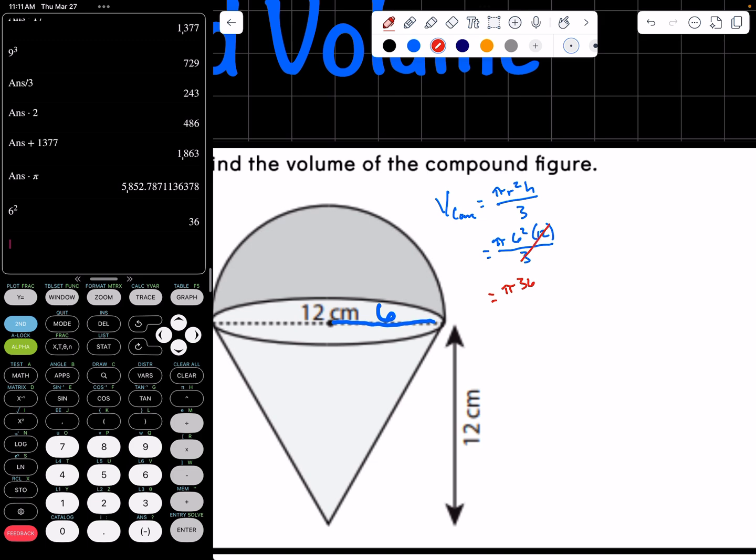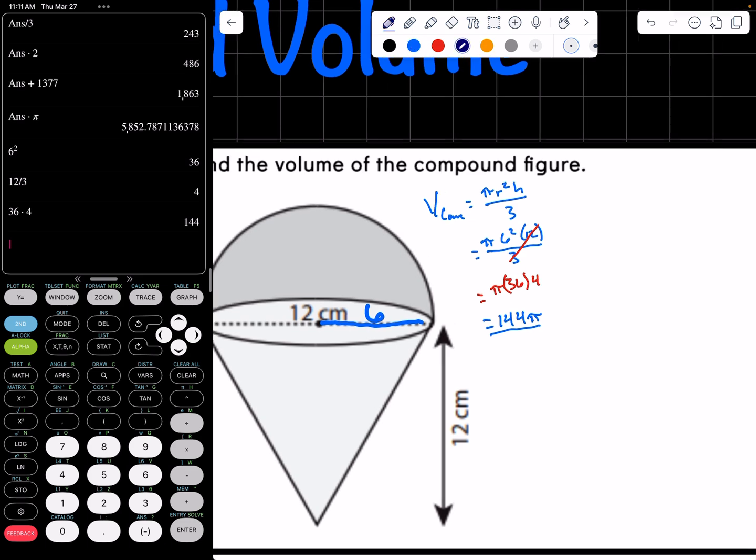And I'm actually going to cancel right here. 12 divided by 3 is 4. So pi times 36 times 4. That's a little bit simpler than having to deal with it all later. I'm just doing 2 different pieces at the same time. I took that 6 squared to get my 36. And then 12 divided by 3 gave me that 4. And I no longer have that 3 in the denominator. 36 times 4 gives me 144 pi. So that's my first part, and I'll hang on to that.